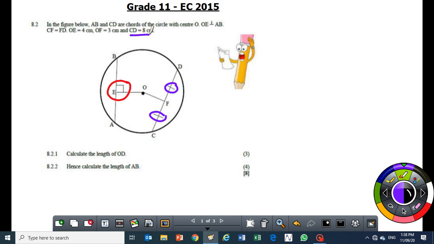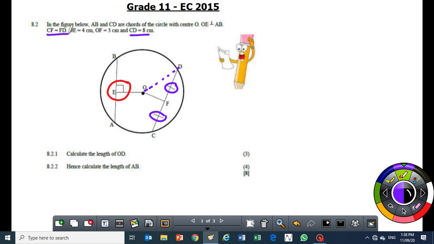This is your CD. It's 8 centimeters. Before you go anywhere, if you want to determine this length here, you need to know that this angle here is not 90 degrees until you use the converse of theorem 1. So, the best way is to start by saying here, FC is equal to what? FD is here.